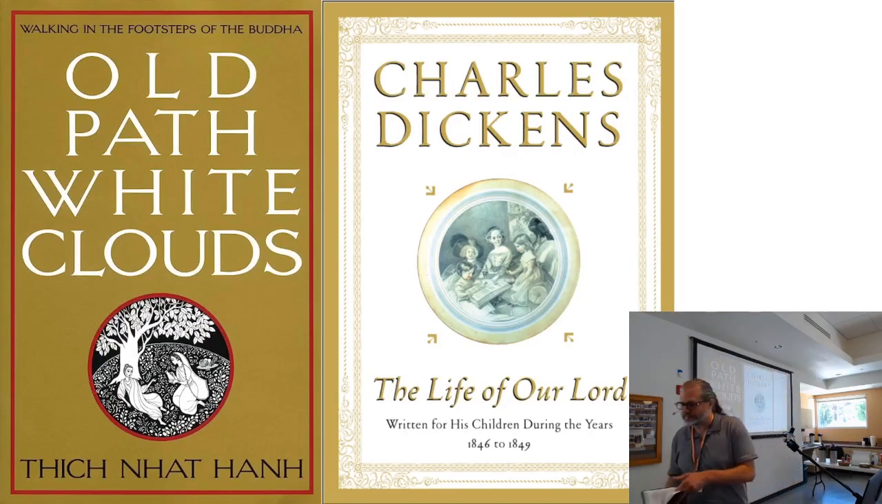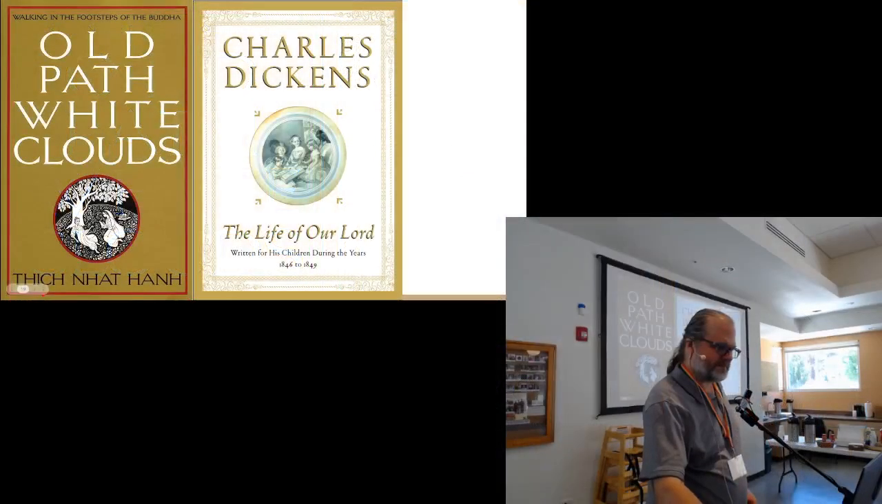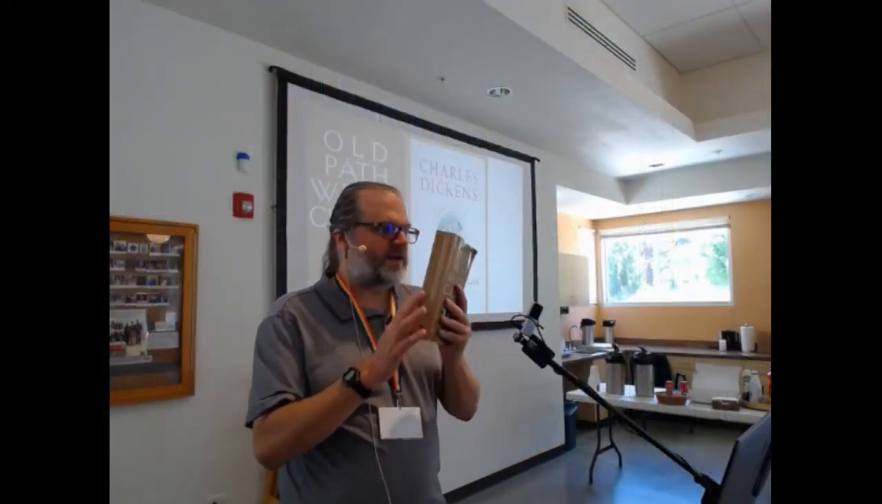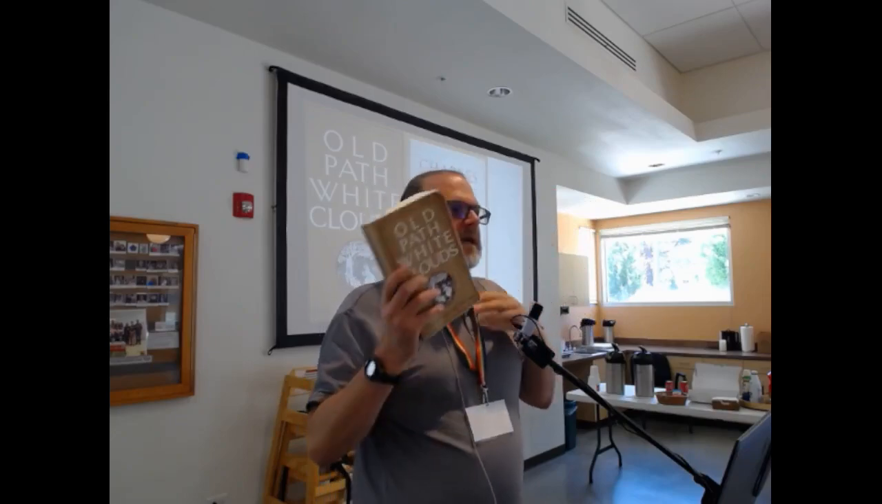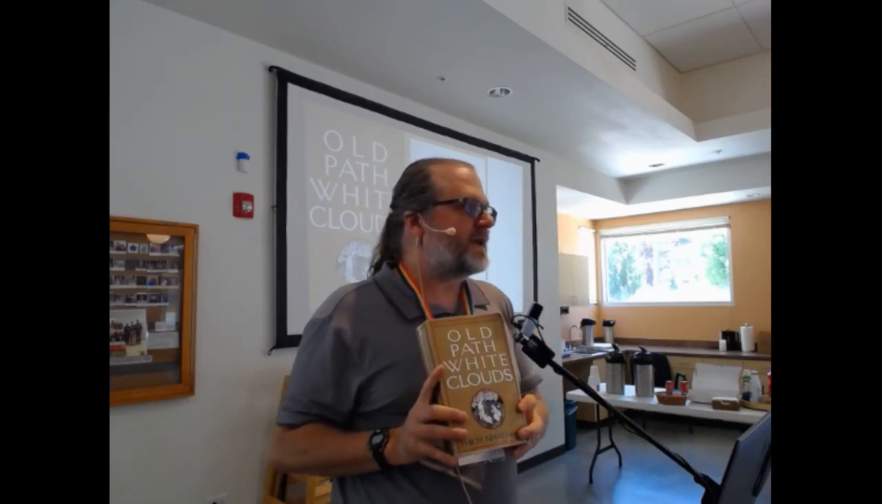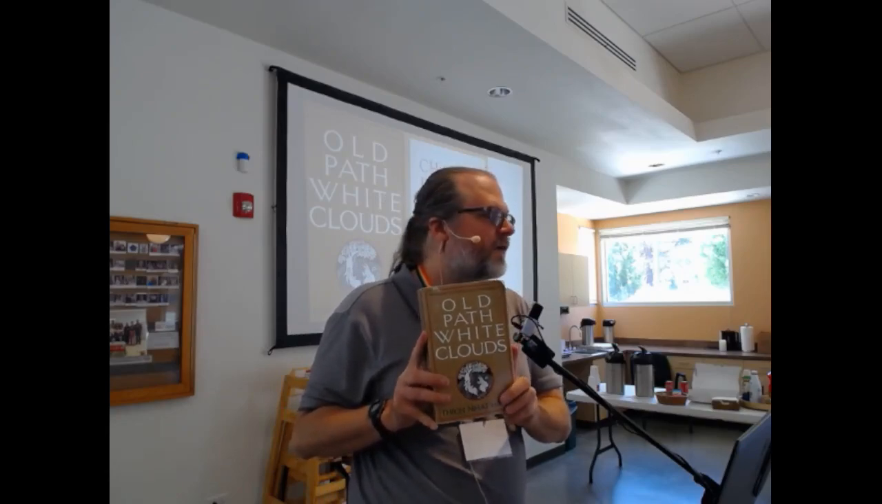Now, let me give you an example. When I said this happens all the time, and it's not always evidence of specific deception, I wanted to give an example, something like this. This is Old Path, White Clouds by Thich Nhat Hanh, and it is a retelling of the life of the Buddha. He is using the sources that he has available to him, namely the sutras. So we have writings of the Buddha that claim to be writings of the Buddha, right?